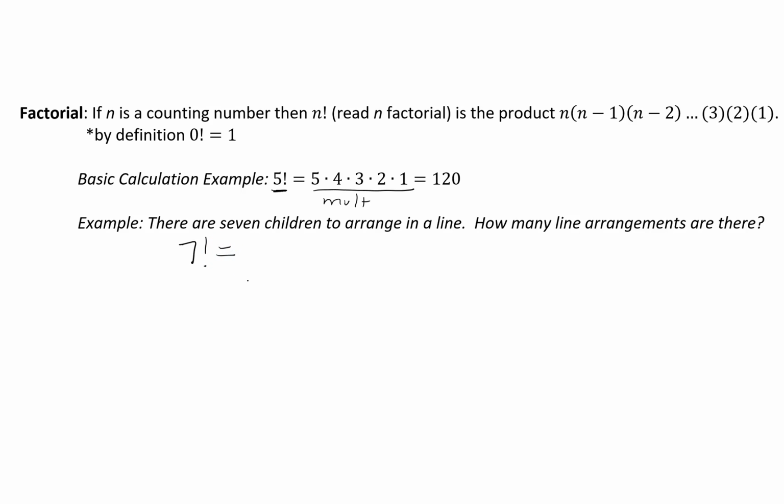Its meaning is here in the middle. Now, I actually don't write down this extended meaning when I work these out. Instead, I go straight to my technology, 7 factorial. I find out that there are 5,040 ways to line up 7 children.